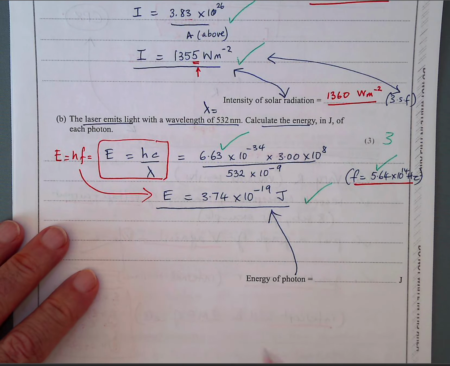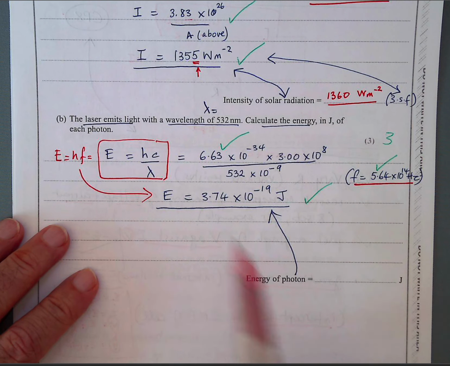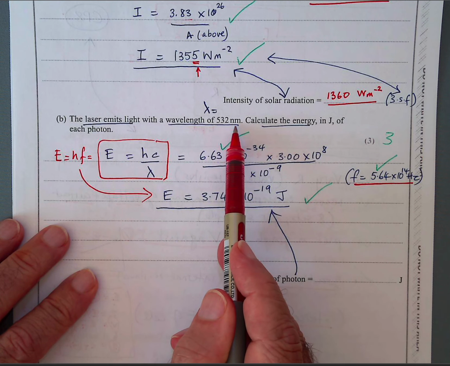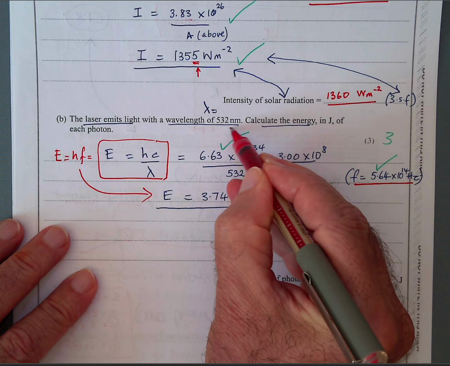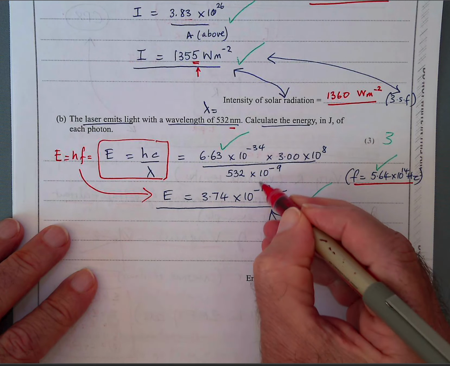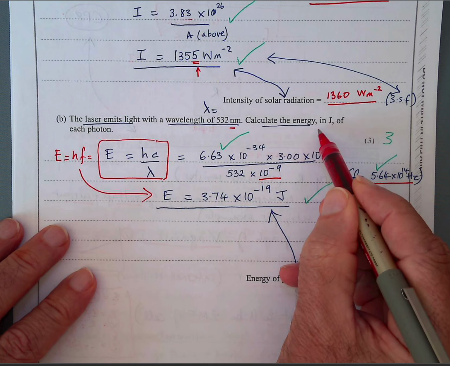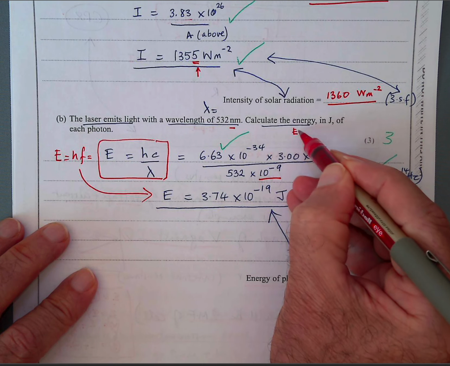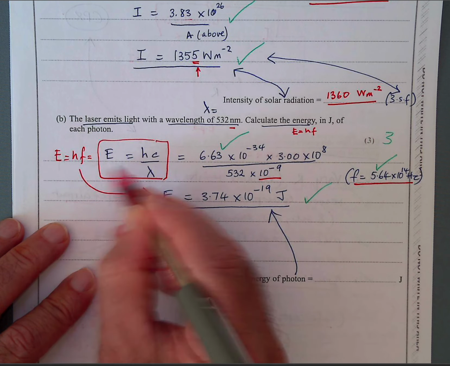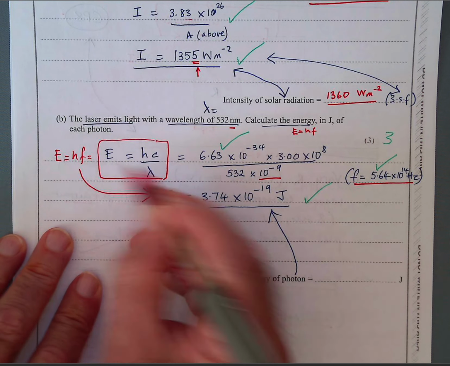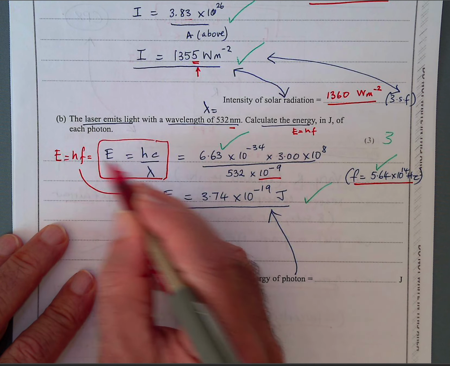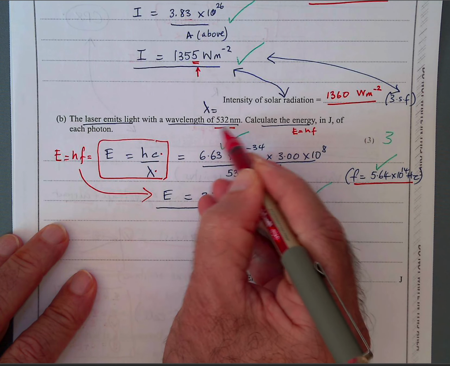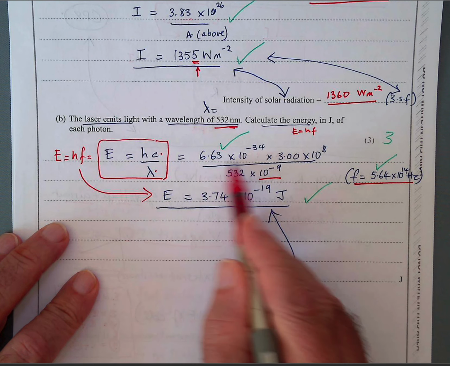It then says the laser light emits a wavelength lambda of 532 nanometers. You need to know that nano is 10 to the minus 9. Calculate the energy in joules. Well, the energy of a photon is E equals hf, and hf can be represented by hc over lambda instead of the f. So you can put it directly in there, because you know c, lambda is given to you, and h is given to you on the data sheet.